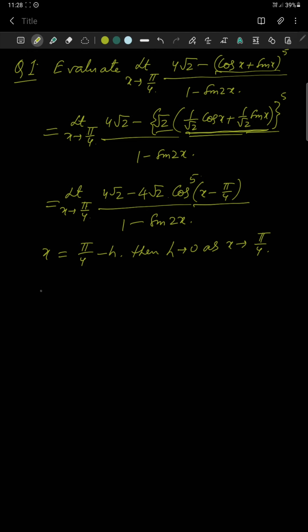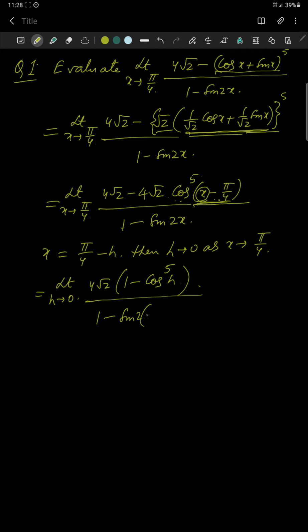So what is happening is your limit is changing into limit h tending to 0, and 4 root 2 can be taken common, 1 minus cos to the power 5, and this x minus pi by 4, in place of x if we are putting pi by 4 minus h, it will become minus h, and cos of minus h you know is cos h, to the power 5. So finally we can write cos h to the power 5, and in the denominator 1 minus sin 2x remains as it is. In place of x we can write pi by 4 minus h.